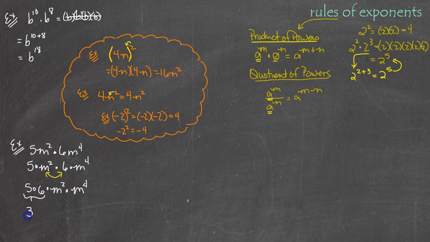6 times 5 is 30. And then m squared times m to the 4th is m to the 2 plus 4. And remember, I want you to show your steps. And so 30m to the 6th power. Oops, I wrote that wrong. Hang on. Forgot my 0. Super important. 30m to the 6th power.